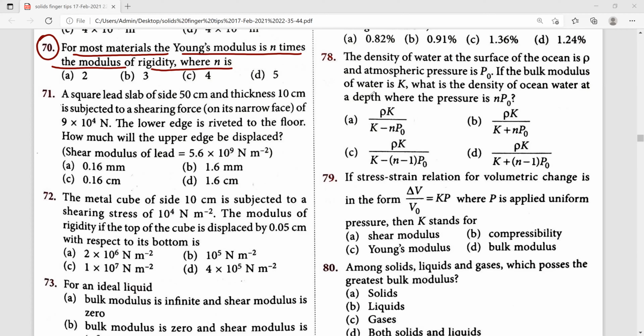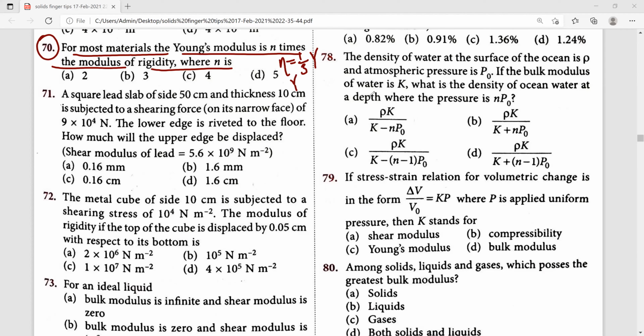So for 70th one, we know for most materials, modulus of rigidity is 1/3 of Young's modulus. So how we are going to represent modulus of rigidity? Eta is equal to 1/3 into Young's modulus.